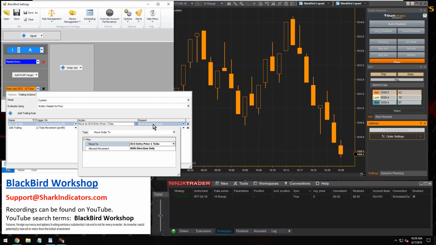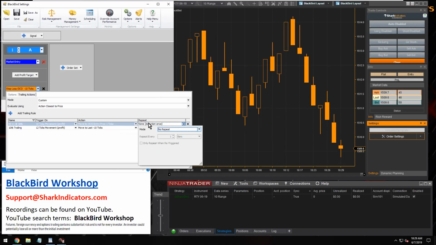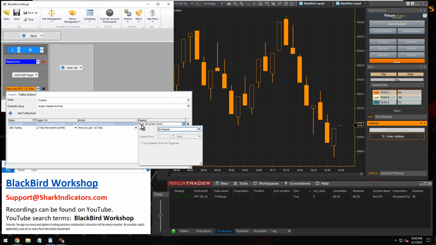We haven't discussed the repeat yet, but a repeat is what allows a stop loss to keep moving. The repeat is what determines if a stop loss keeps trailing or if it will stop trailing at some point. And with a break even, you can only move your stop loss to break even once. Once your stop loss has moved to break even, that action, that event, is basically done and over with.